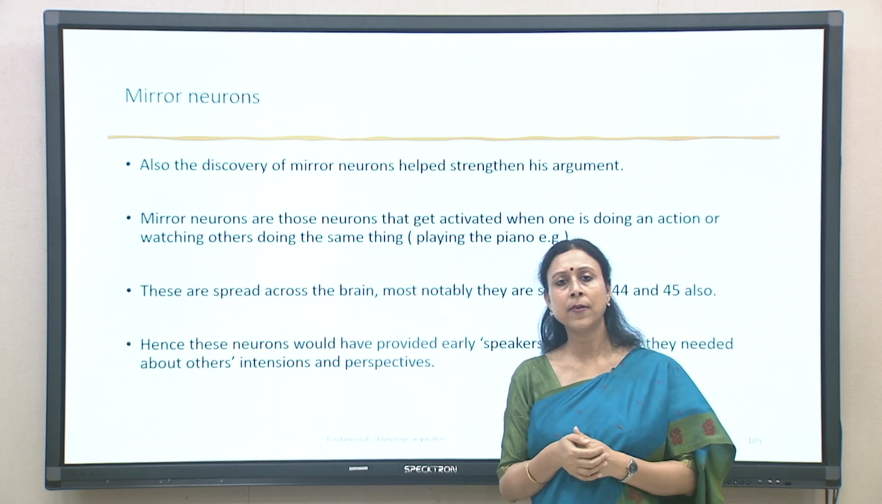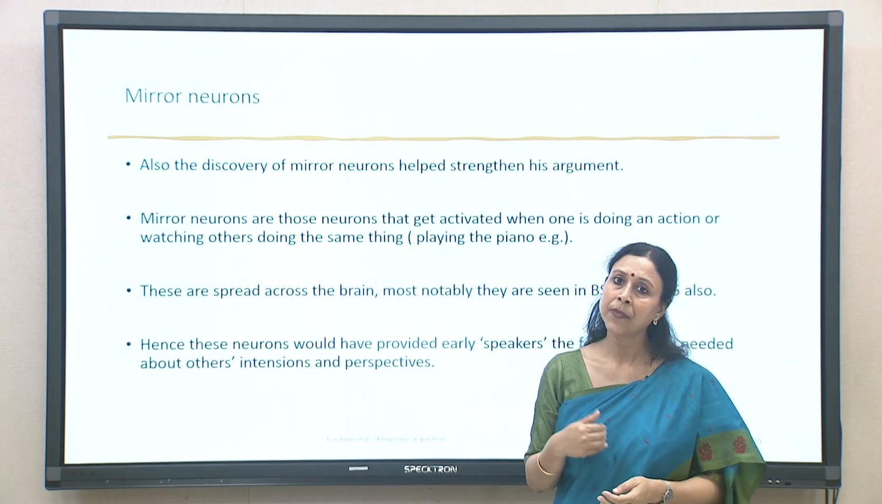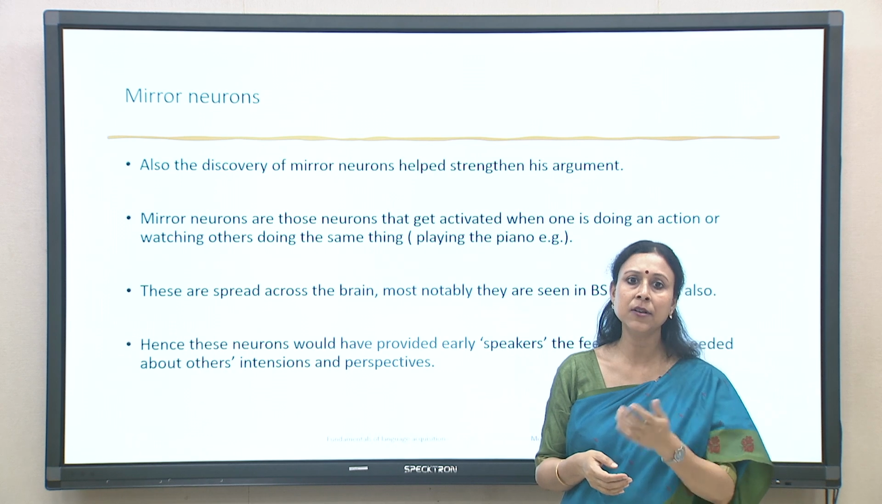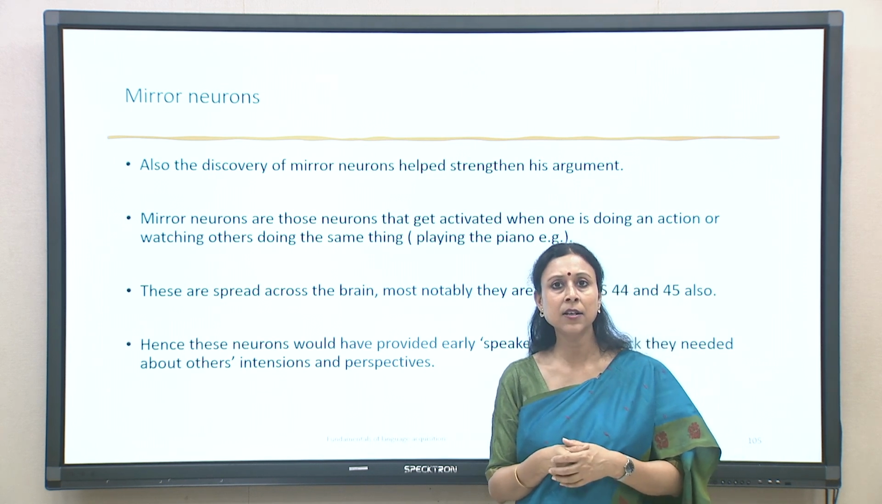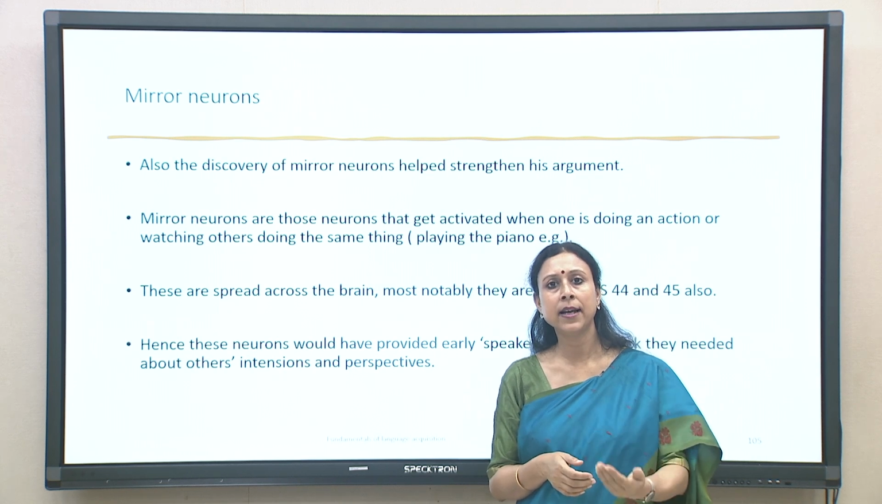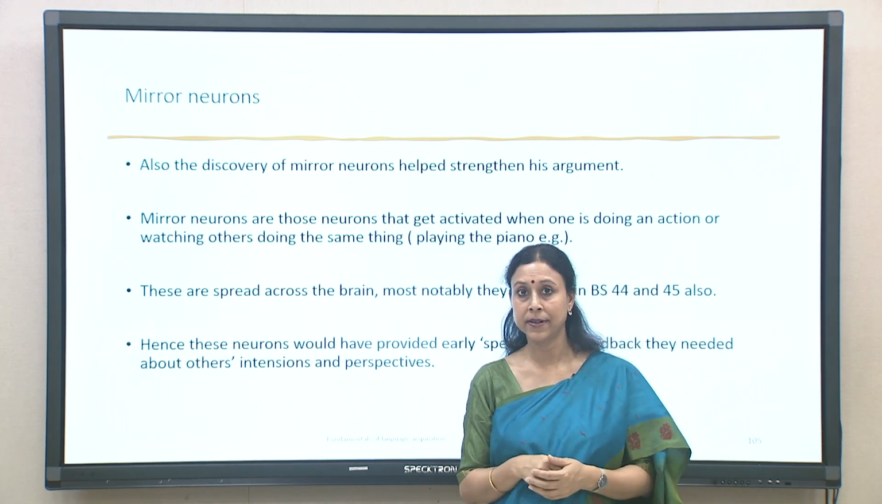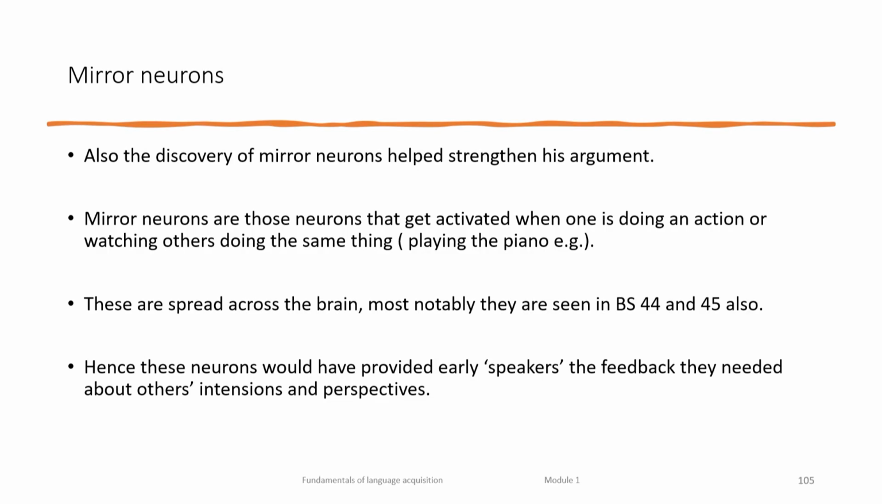Another finding from neurosciences that he utilized was the discovery of mirror neurons. Now, what is a mirror neuron? Mirror neurons are those neurons that get activated when one is doing an action or is watching others doing the same action. So, for example, somebody playing football, or a simpler job like writing on the board, and you are looking at somebody else doing the same thing, the same kind of neurons will get activated. They are called mirror neurons. These neurons are spread across the brain, but most notably they are seen in Broca's area 44 and 45.